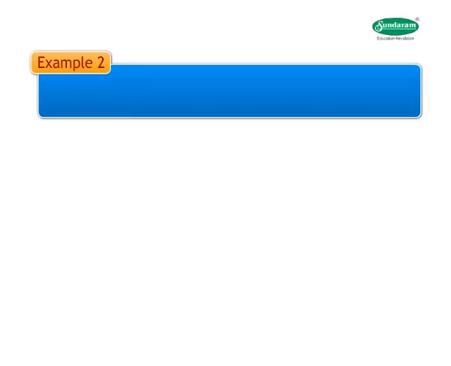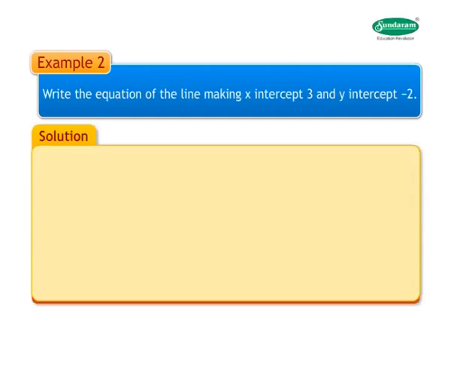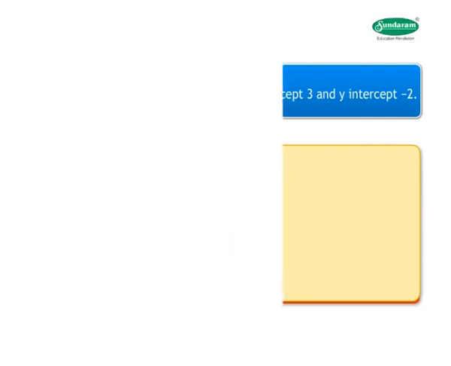Example 2. Write the equation of the line making x-intercept 3 and y-intercept minus 2. Solution: x upon x-intercept plus y upon y-intercept is equal to 1. X upon 3 plus y upon minus 2 is equal to 1. 2x minus 3y is equal to 6. Therefore, 2x minus 3y minus 6 is equal to 0.